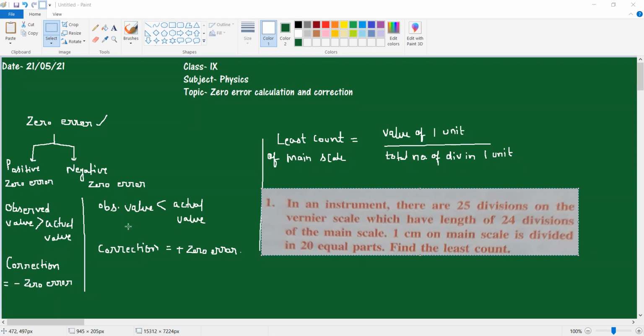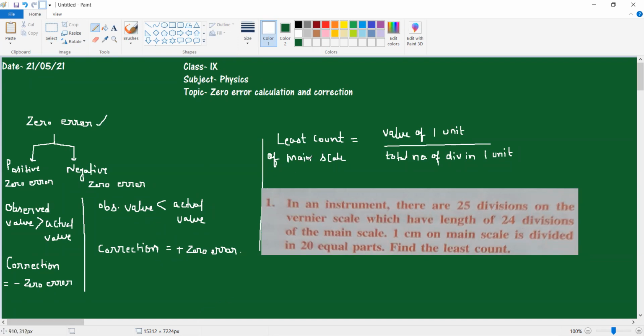Similarly, in negative zero error, the observed value is less than the actual value. Then we say that the error in the measurement through Vernier calipers is negative. And how do we correct it? We correct it by adding the negative zero error to the observed value, and then we will get the correct value.